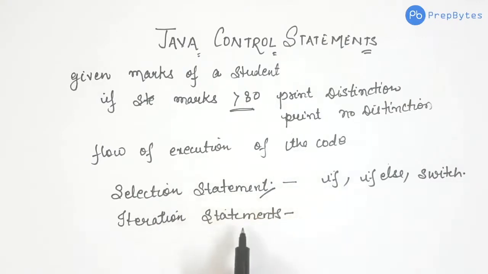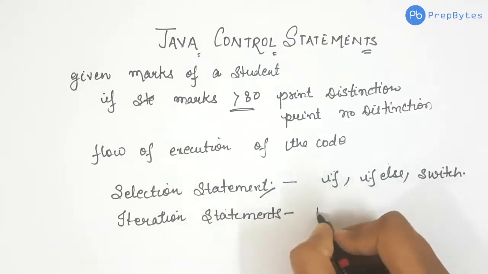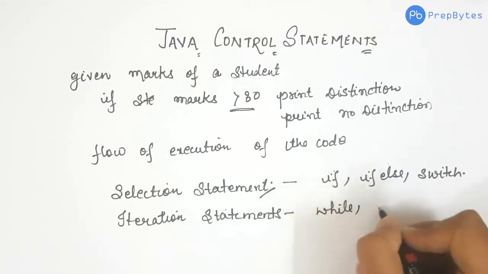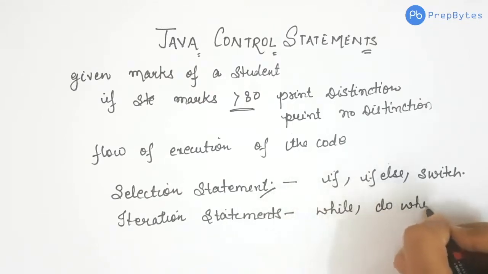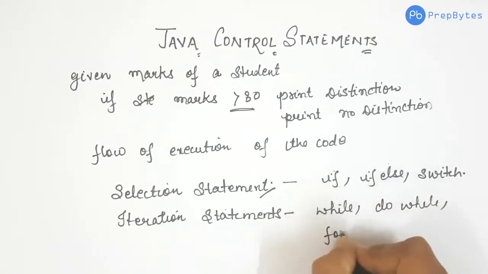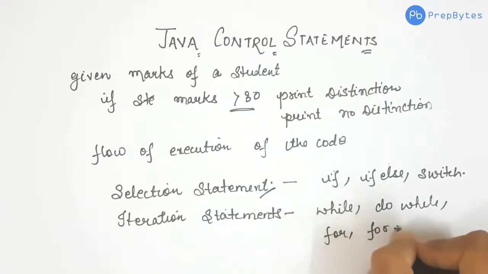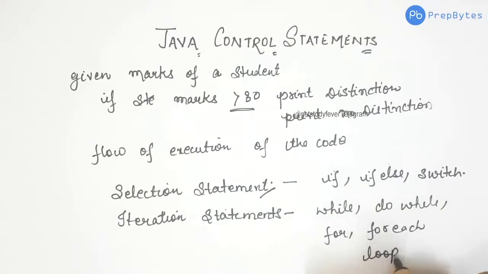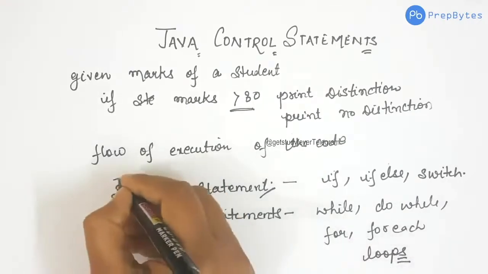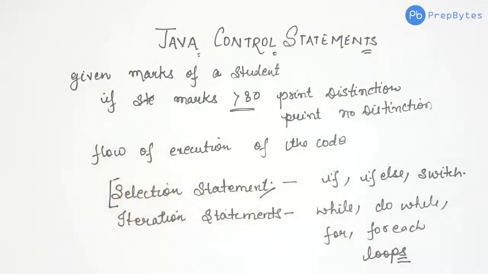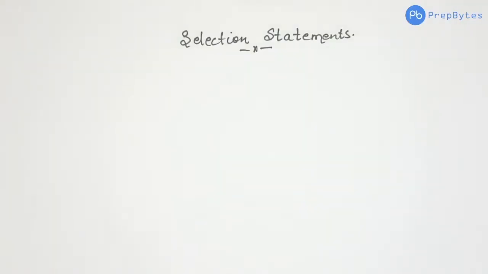For iteration statements, we have while, do while, for, and for each, and these are all loops. We will talk about each of them one by one. Let's first try to understand the selection statements. Then we will go on to talk about iteration statements. Now let's talk about selection statements.